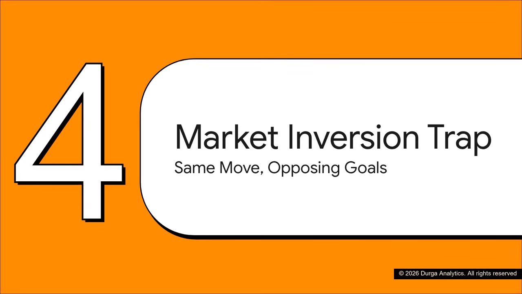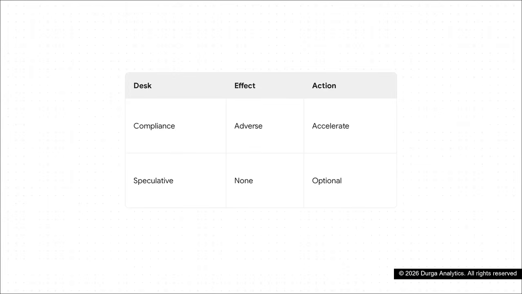Section 4. We need to talk about the market inversion trap. Imagine we apply a single market event, say a sudden €6 price rise, to two paired desks.